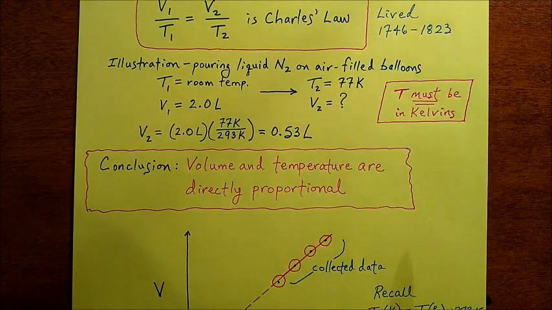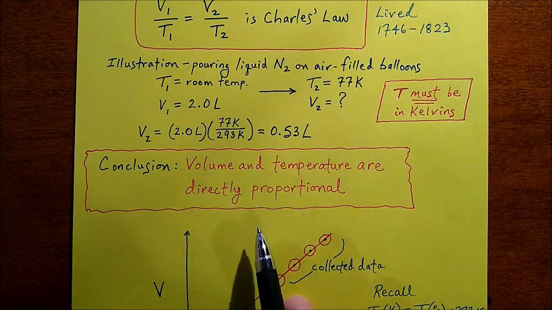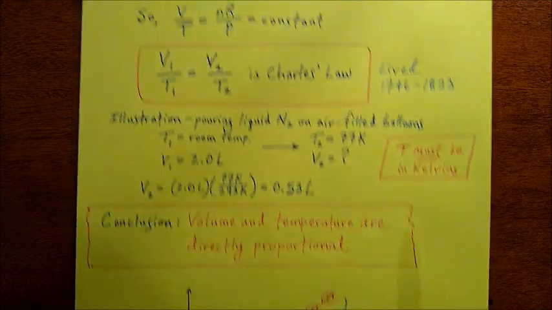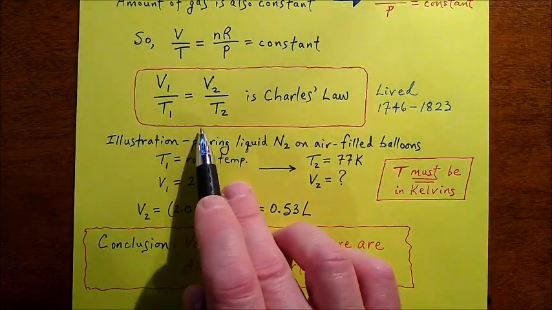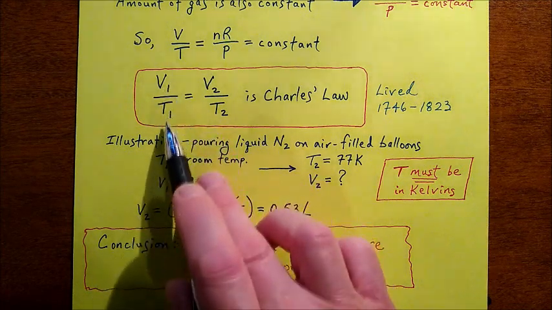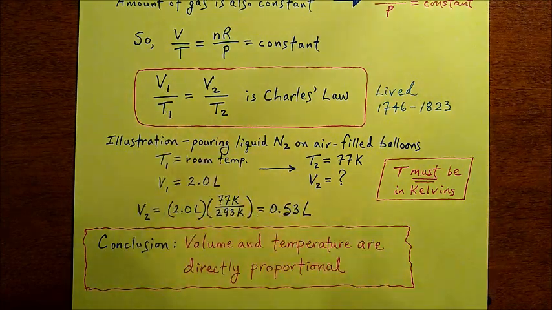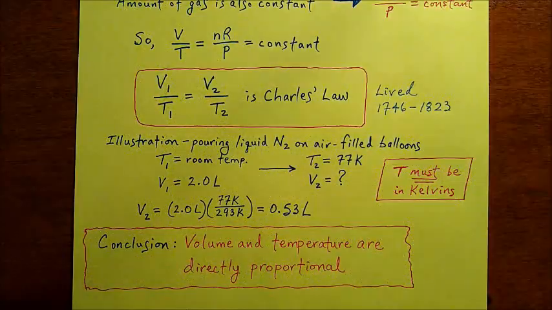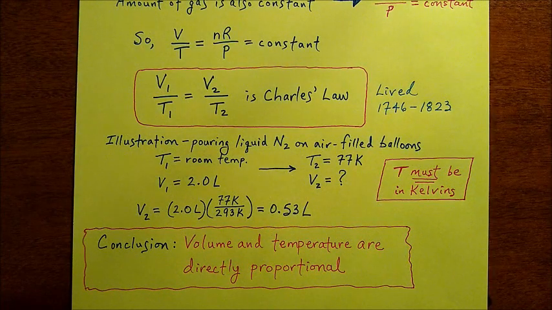So the conclusion I draw is that volume and temperature are directly proportional. It doesn't look like it from this equation, but when variables are directly proportional, they're actually divided by each other. If you look back at Boyle's law, where was that? Hold on one second. Boyle's law looked like this.